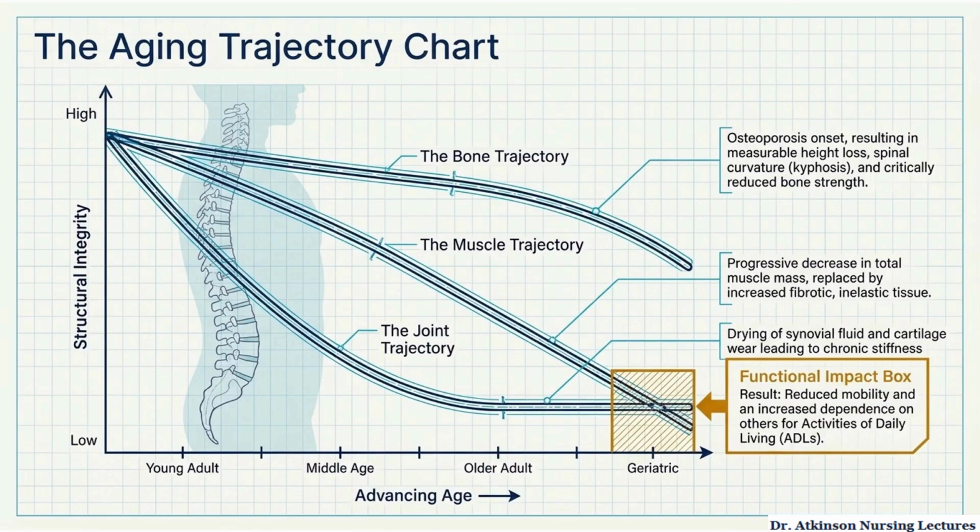Aging affects bone, muscle, and joints at different rates. Bone mass peaks in the late 20s, then declines, especially after menopause from estrogen loss. The result can be osteoporosis, height loss, kyphosis, and fracture risk. Muscle mass also declines with age, causing sarcopenia, weakness, and reduced endurance. Joint degeneration occurs as cartilage wears down and synovial fluid decreases, leading to osteoarthritis, stiffness, and pain. Together, these changes reduce mobility and increase dependence with ADLs. Nursing priorities include fall prevention, nutrition, pain control, and early mobility.